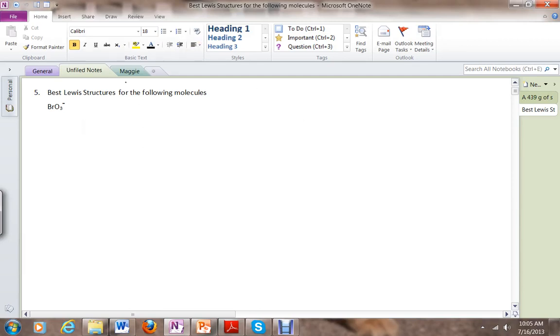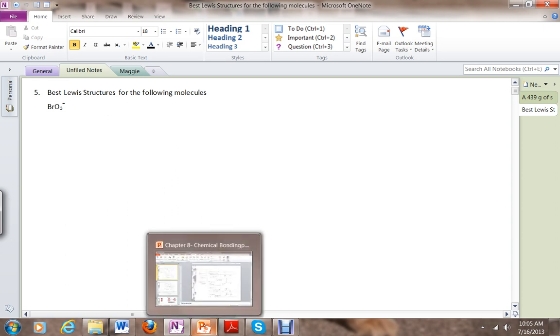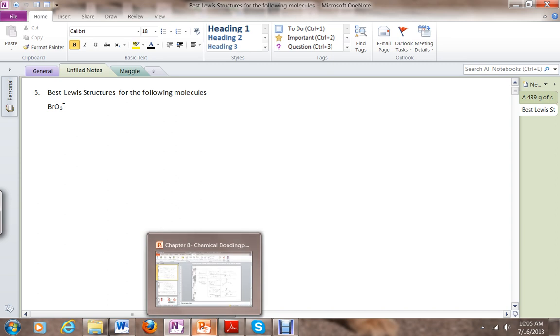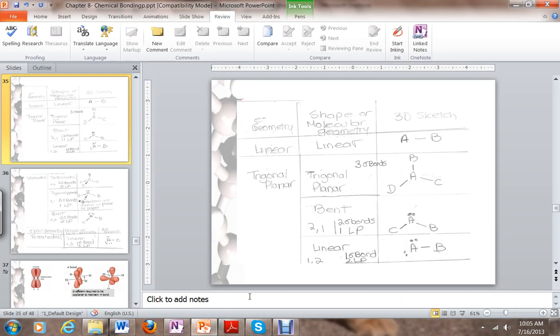I'm gonna explain Lewis structures, and I'm gonna reinforce a little bit more the concepts of resonance and polarity. I'm sorry, resonance we'll see on the next exam, but polarity and 3D sketch. So let's go ahead and look at the sketch.